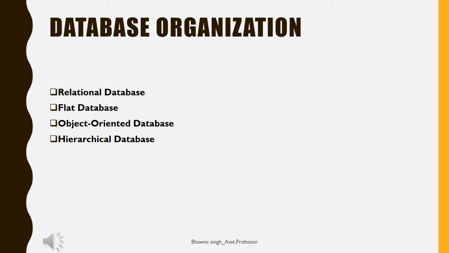Now we'll discuss the organization of database. Basically, database is organized into these four kinds, that is the relational database, flat database, object-oriented database, and hierarchical database. So let us discuss relational database first. In relational database, the data is organized in the form of tables. As we have already discussed, in DBMS, tables are also called relations. So in relational database, we store the data in the form of tables.